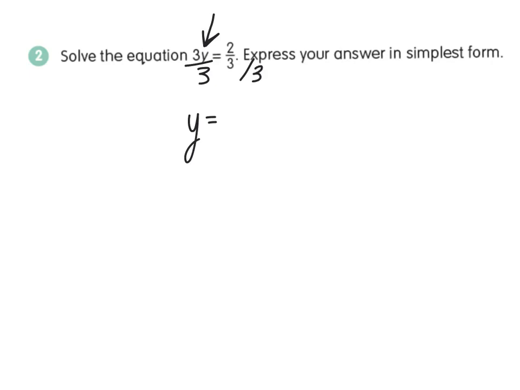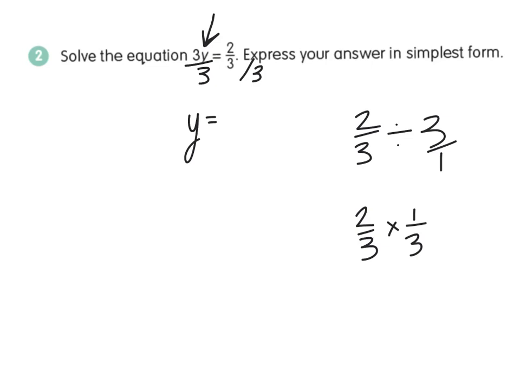Oh goodness, how do we do that? We have 2/3 divided by 3. Remember, to divide fractions, you have to keep, change, flip. I'm going to keep the 2/3 the same. I'm going to change the divide to a times, and instead of 3, I could have written this as 3 over 1. I'm going to flip it, so it's going to be 1 over 3.